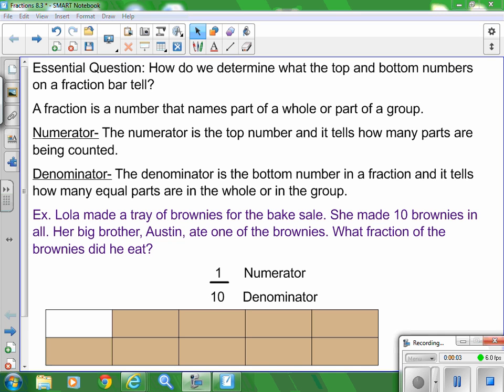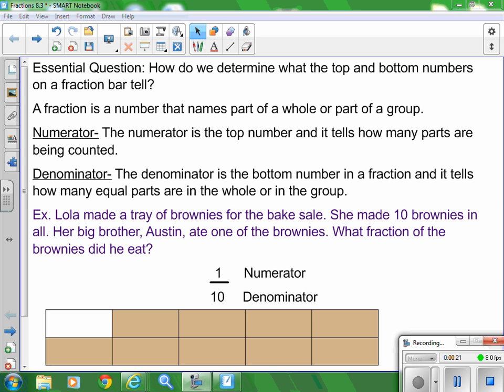Third grade? Well, as we roll with fractions, I thought tonight would be a good opportunity to discuss and review some vocabulary. Tonight's essential question is, how do we determine what the top and bottom numbers on a fraction bar tell? A fraction is a number that names part of a whole or part of a group.